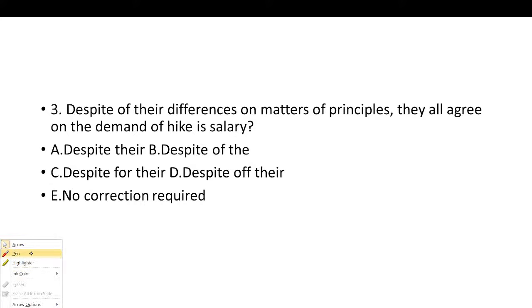Can you answer this question? Despite of their differences on matters of principles, they all agree on the demand of the hike's salary. So, which is the common error here? Despite of. We don't use despite of. In spite of, you will use. Despite is the only word you use. Despite their differences is the correct usage. Despite their differences, not different. Despite of their differences.